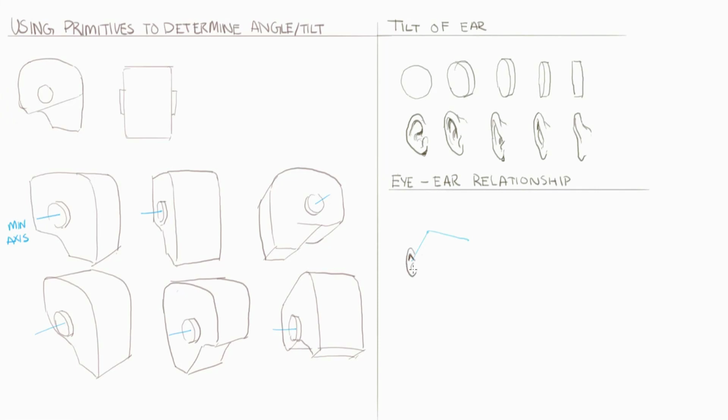Another consideration that I make when I'm drawing heads in perspective is the relationship between the eyes and the ears. If we're looking at the character in a front view and the eyes are higher up on the page than the ear, that means that the camera's positioned below or the head is tilted back. And the opposite holds true. If we're looking at the character in a front view and the ears are higher than the eyes, then in that case the camera is positioned above the character looking down.